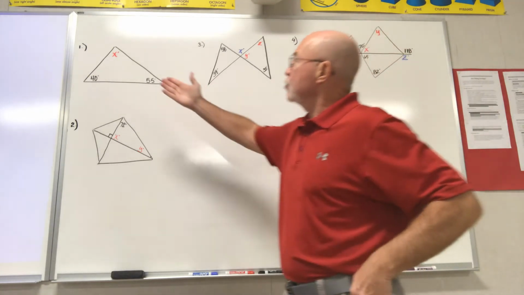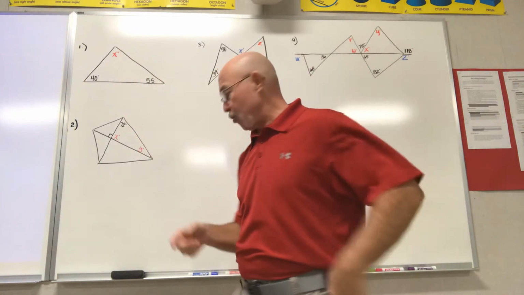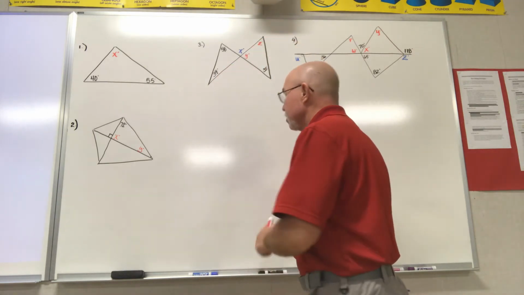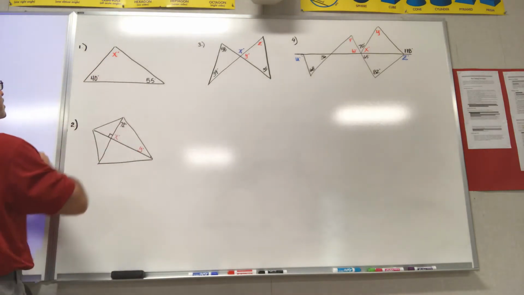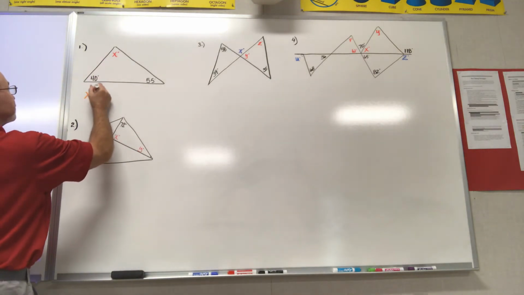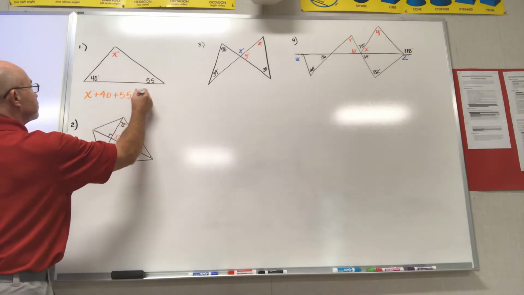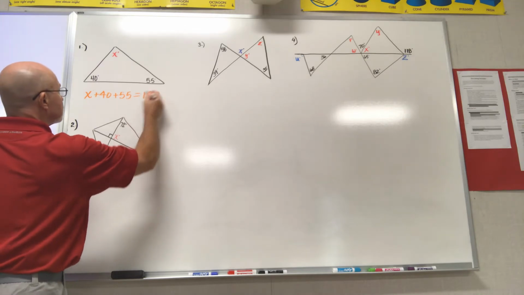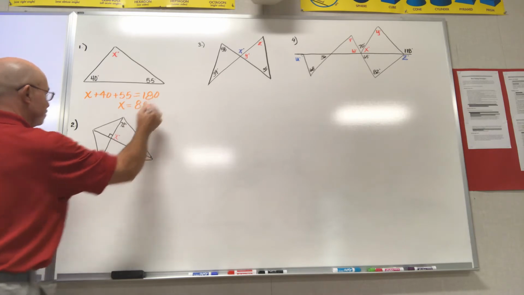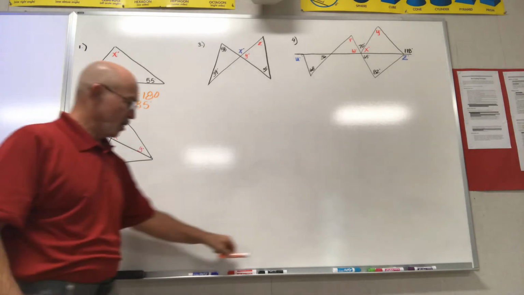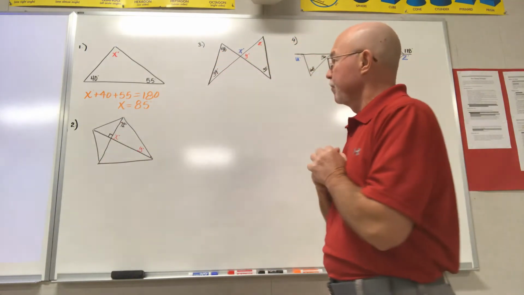Okay? First one, pretty straightforward. If I have one missing angle, all I need to do is set up that equation. Okay, and that's all I'm going to do. This plus this equals 180. That's it. Okay? Not a real deep thought process. A lot of just nuts and bolts math.